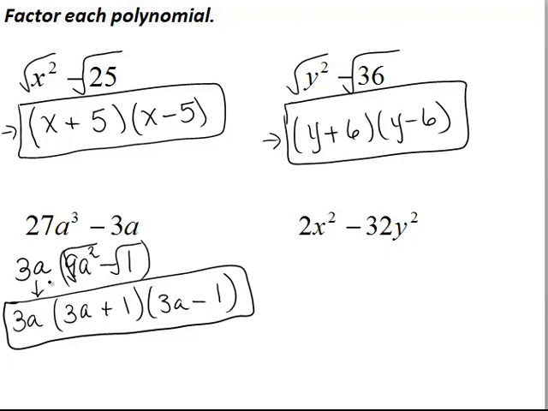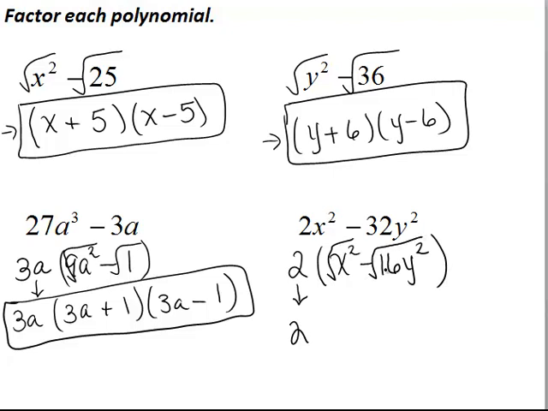Looking at the next example, again, check to see if you can pull out a greatest common factor. Well, in this case, we have 2x squared minus 32y squared. The GCF happens to be a 2, so I will have x squared on the inside minus 16y squared. Now, I'm going to bring my 2 straight down because that is part of my answer, and I follow the rules for the difference of two squares for what was remaining on the inside of the parentheses.